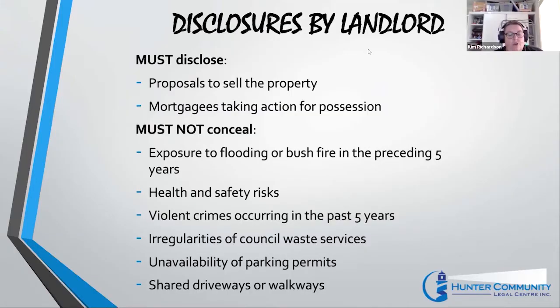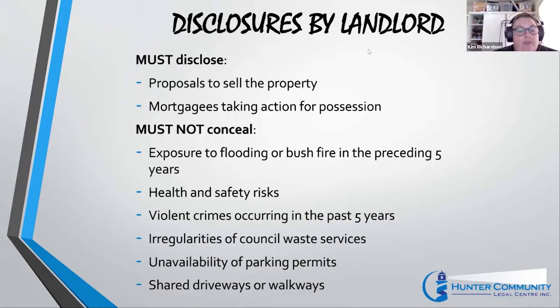Okay. Before signing a residential tenancy agreement, the landlord must not knowingly hide any of these material facts from you. Now, the landlord must not knowingly conceal whether or not the premises have been subject to serious flooding or bushfire in the last 5 years. The premises have significant health or safety risks that are not apparent on an inspection. The premises have been the scene of a serious violent crime in the past 5 years.